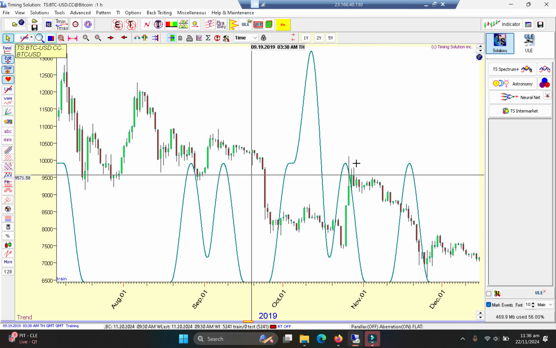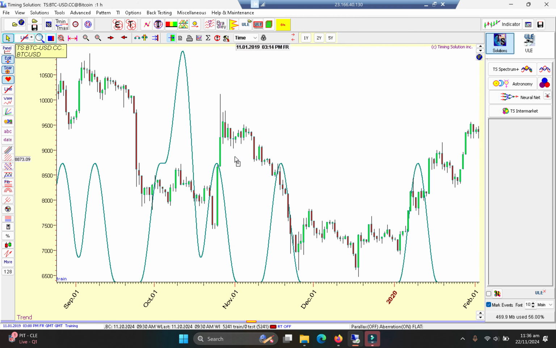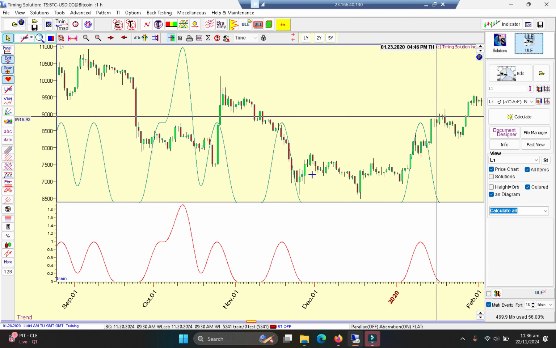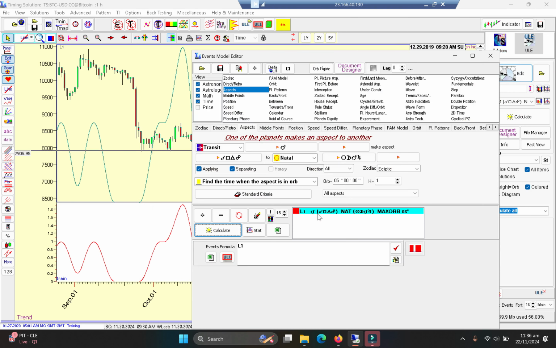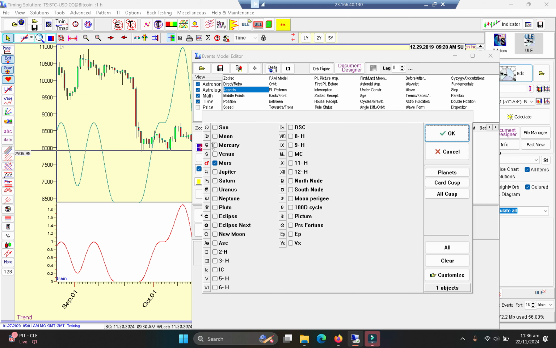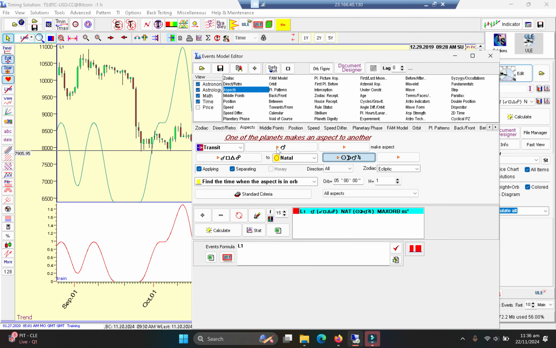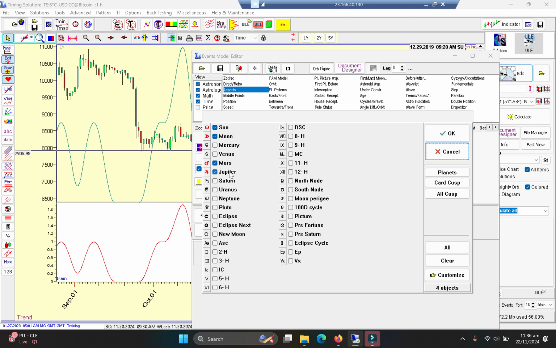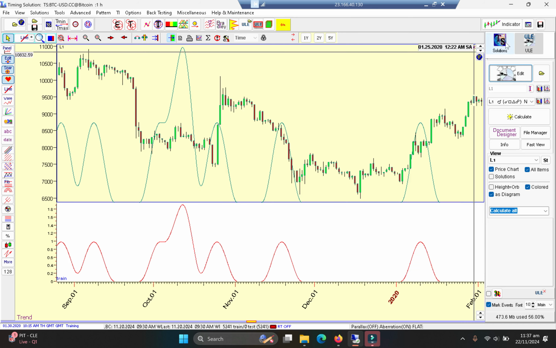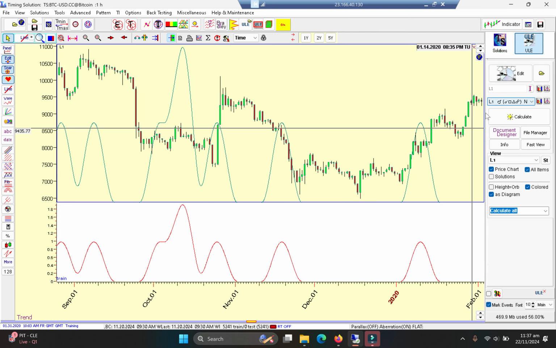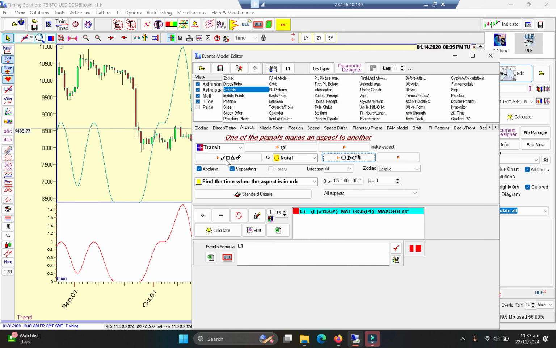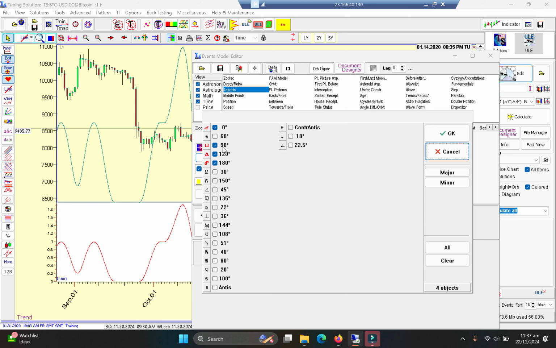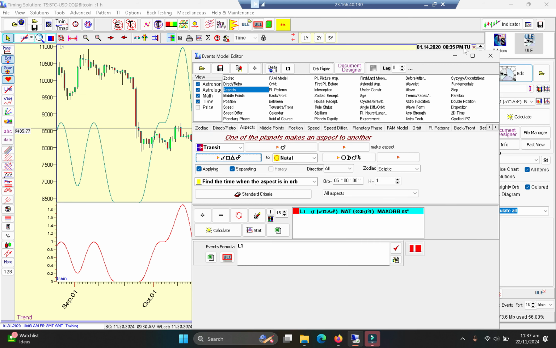Remember, we want to know what other planets are interacting at the time. The planets I have chosen are Sun, Moon, Mars and Jupiter as our planets that we're using. And I've also got them at 0 degrees, 90, 120, and 180 degrees, okay?